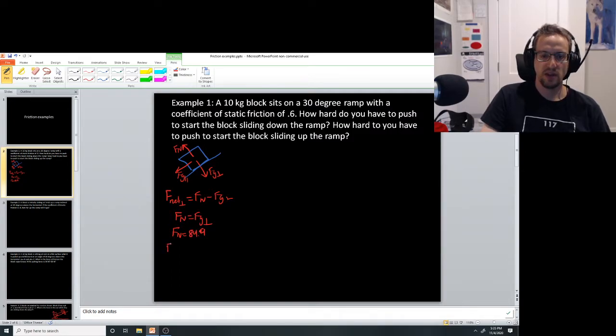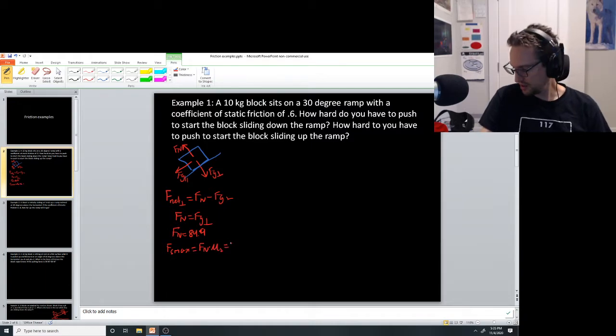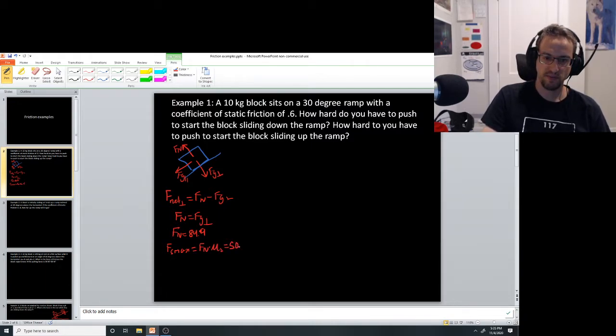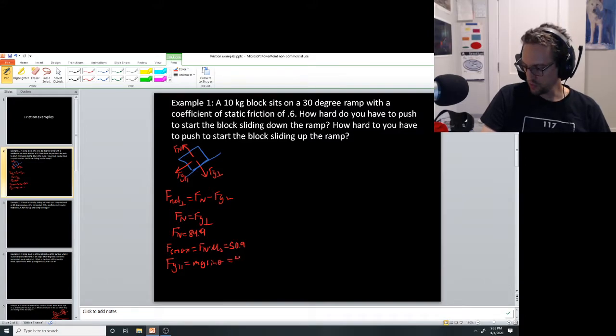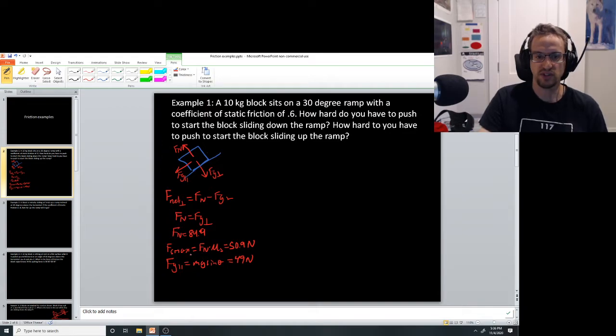Okay? From that, we can get the maximum force of static friction, right? It's going to be normal force times mu s, the coefficient of static friction. This is 50.9. And the force of gravity parallel to the slope is mg sine theta, which is 49 newtons. So with no force acting on it, the only 2 forces, I guess we can go ahead and say static friction is pointing that way. The force of gravity parallel is not able to overcome the maximum force of static friction.